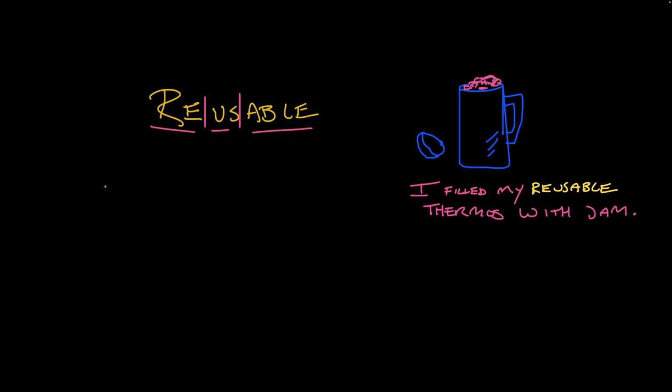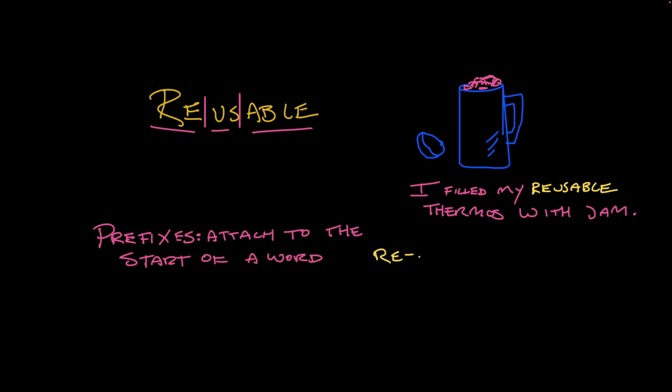So, okay, prefixes, roots, suffixes. Let's start here with prefixes. They're word parts that attach to the start of a word. They're not standalone words themselves, but they can be added to a word to change the meaning. In this case, we've got re, which means again. Let me write it again. Now let's move on to roots, the core part of the word, in this case, use.